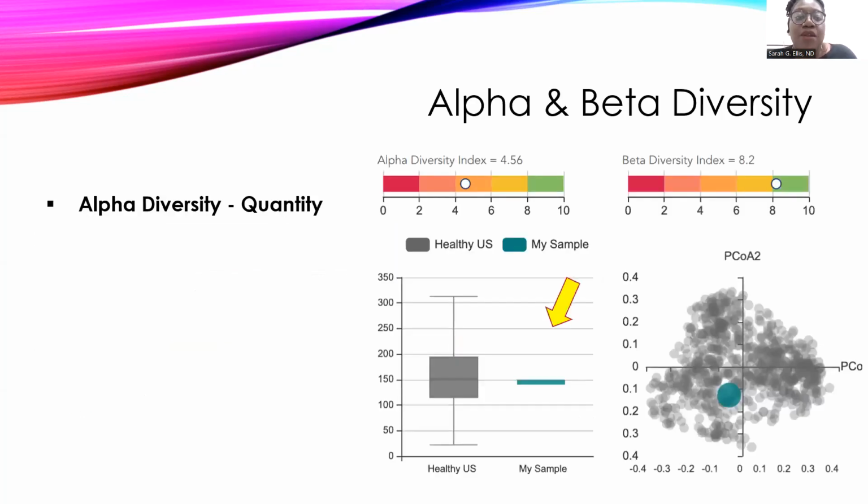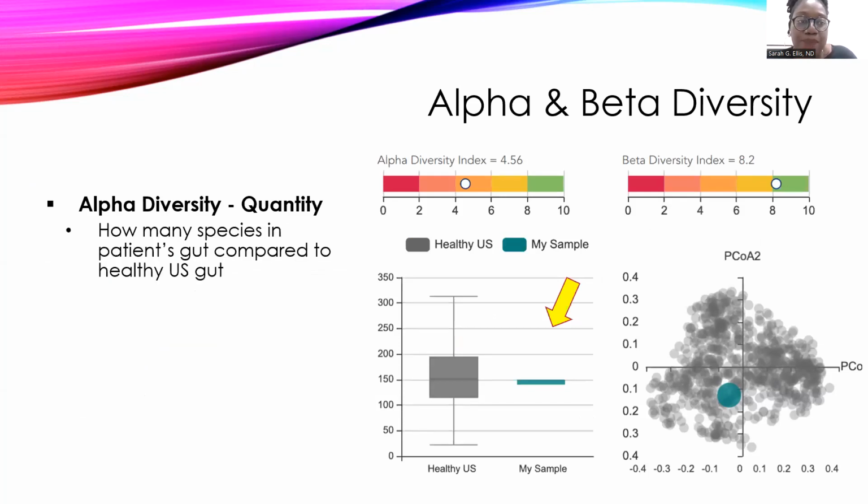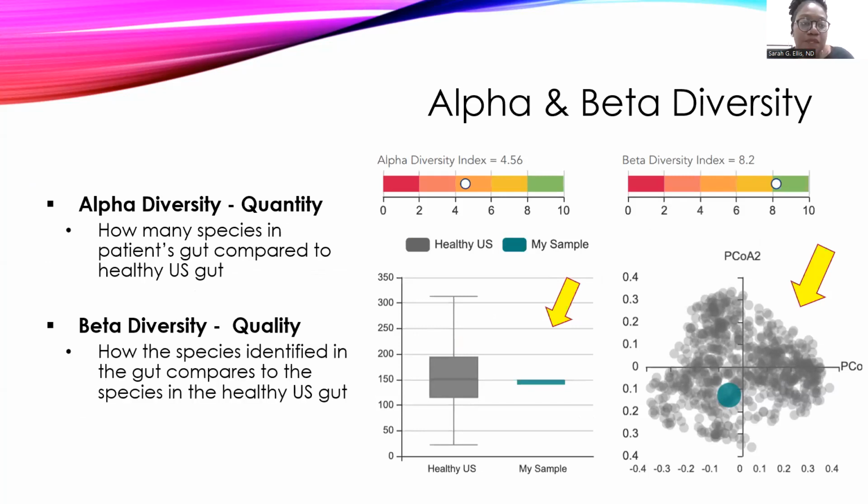So let's talk about alpha and beta diversity. Alpha diversity measures the quantity of microbes present in the microbiome. So how many species in your patient's gut compared to the US healthy guts? Whereas beta diversity measures quality. So how do the species that have been identified compare to the species in the healthy US gut?